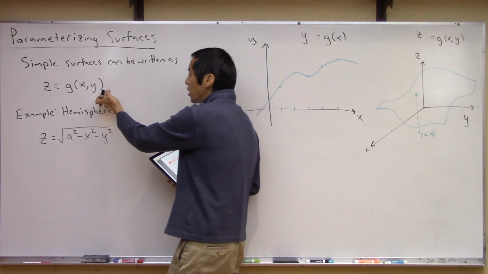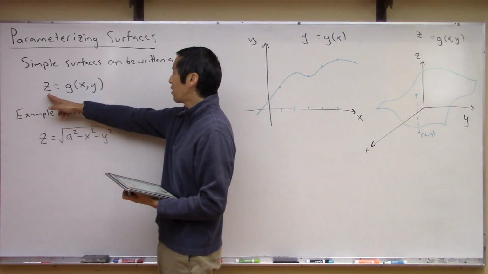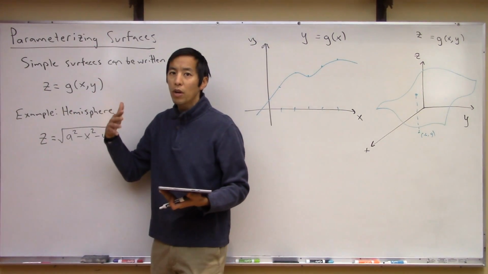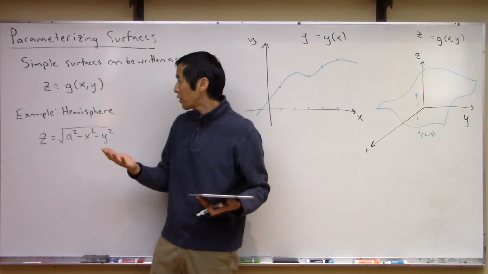So in general, you can usually write them something like this, right? The z value is just the output of some function g of x and y. So this is what we're going to refer to as maybe a simple surface, right?